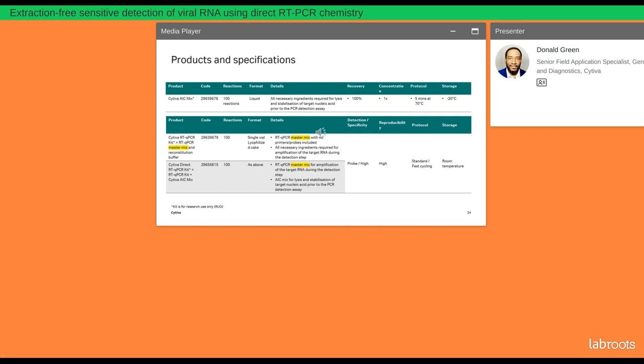Back to the full kit itself, the full direct kit does contain the AIC mix as well as the Cytiva RT-qPCR kit. And those are all broken down. If you have any further questions, please do not hesitate to email me or give me a call.